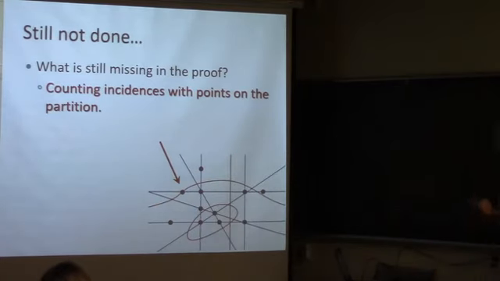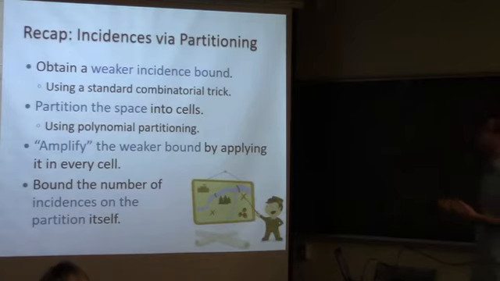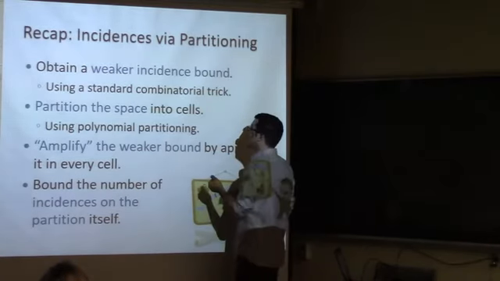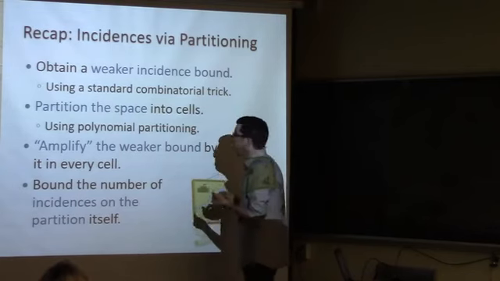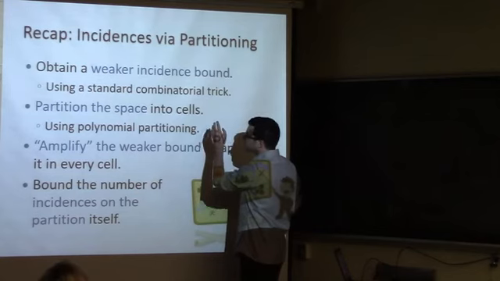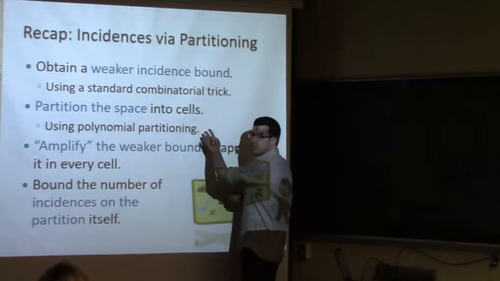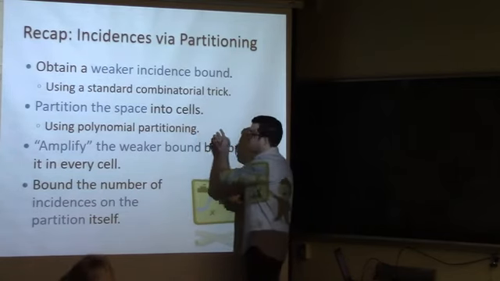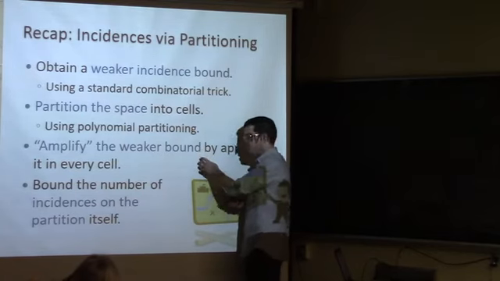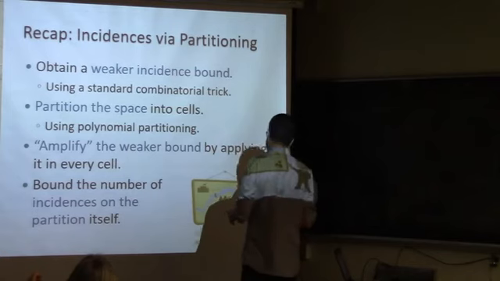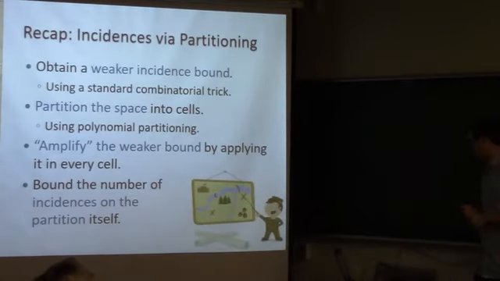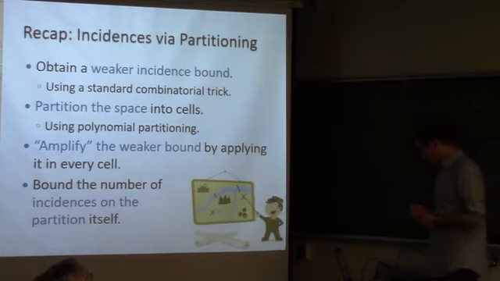But let's do a brief recap. What did we do here? How did we use the polynomial method? We started with a weak incidence bound that's very easy to get, and was known way before. We partitioned the space into cells using polynomial partitioning, and we amplified the weak bound by applying it in every cell separately. At the end, we also need to count incidences on the partition, but it's not the main issue here. Okay, so where's the problem?